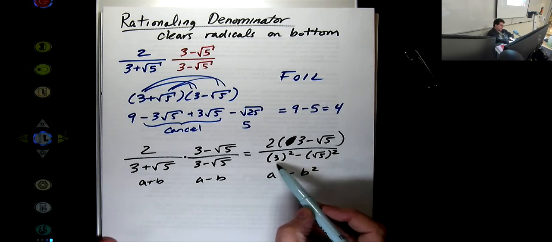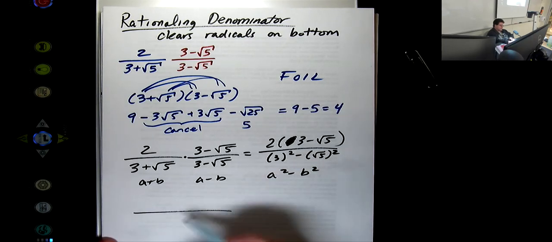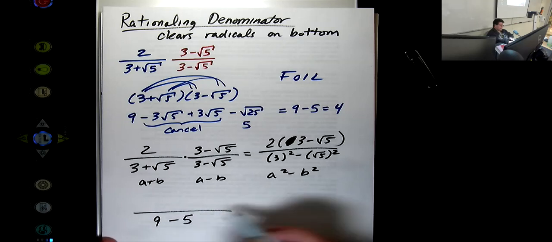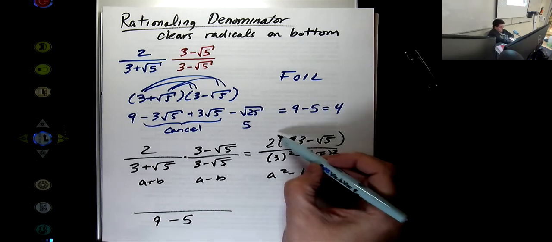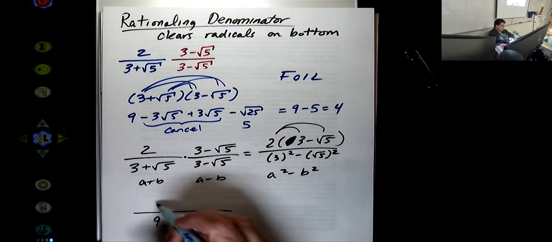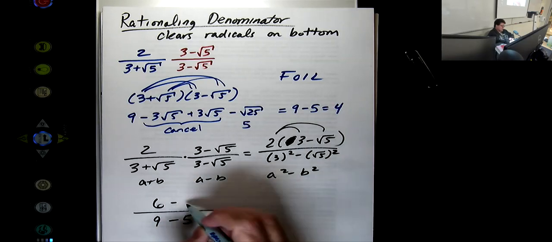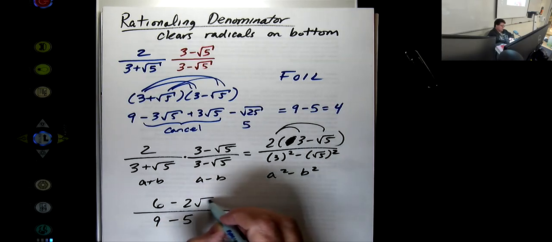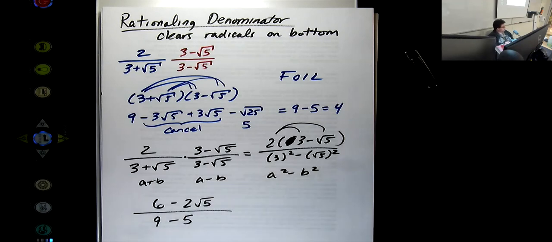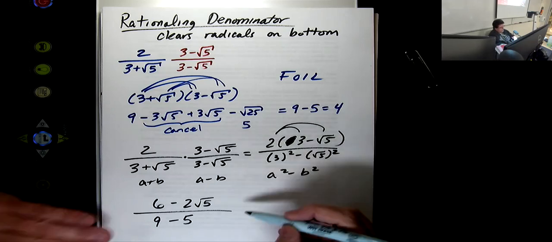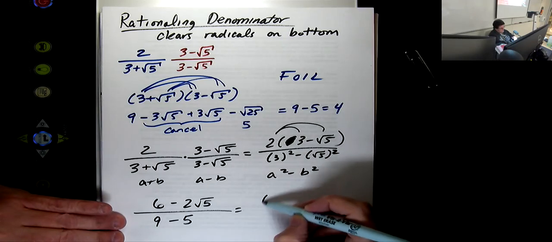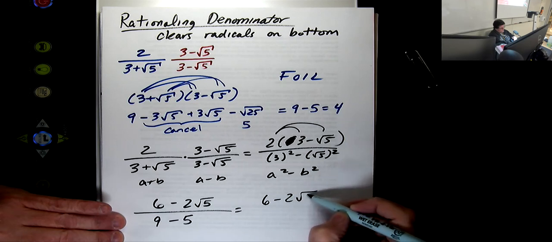So on the bottom, we see that 3 squared is 9, and the square root of 5 squared is 5. On the top, I'll distribute, and I've got 2 times 3 is 6, minus 2 times the square root of 5 is 2 square root of 5. And I'm left with 6 minus 2 square root of 5 over 4.